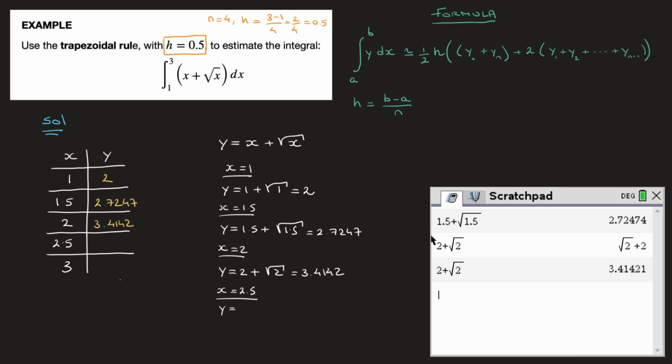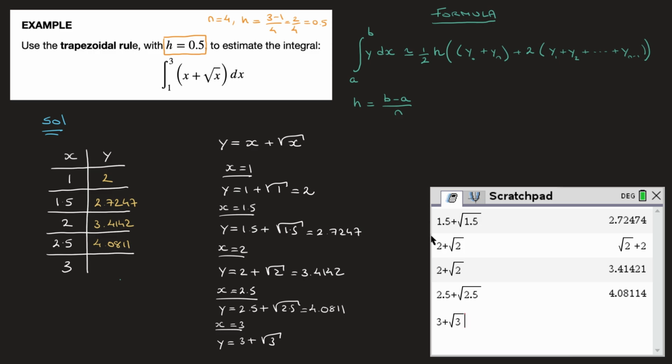Well, y will be equal to 2.5 plus the square root of 2.5. And so again, I turn to my calculator, 2.5 plus the square root of 2.5, which gives us 4.0811. So that's 4.0811, and I copy that in my table as well. And finally, I take care of x equals 3. So when x equals 3, y will be equal to 3 plus the square root of 3. And turning to my calculator again, that's 3 plus the square root, there it is, of 3.